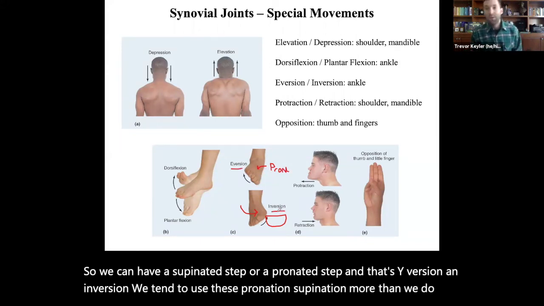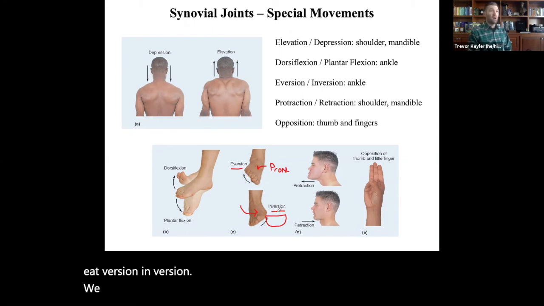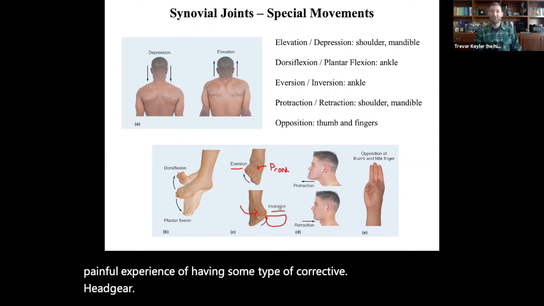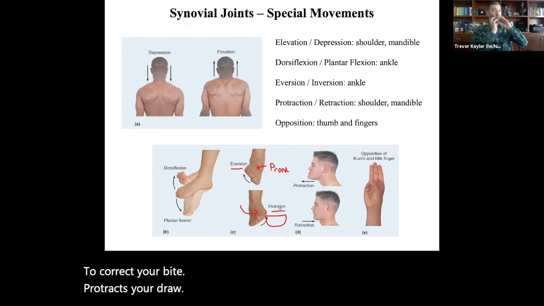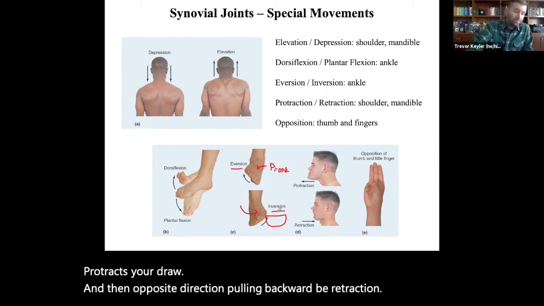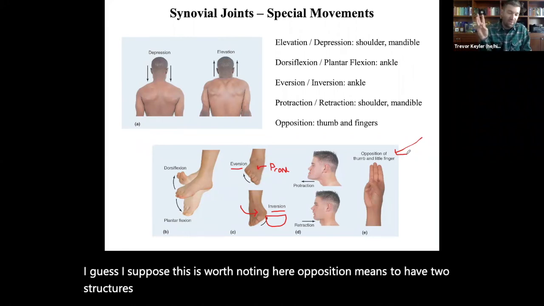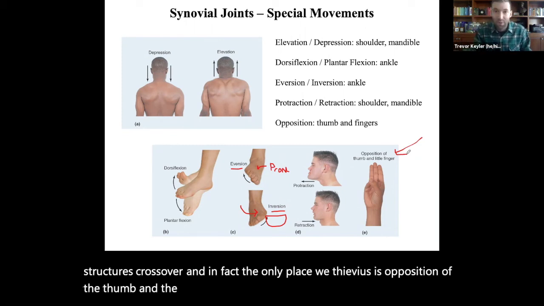Okay. We have protraction of your jaw. Some of you went through the painful experience of having some type of corrective headgear to correct your bite, which protracts your jaw. Okay. And then the opposite direction, pulling backward, would be retraction. I suppose this is worth noting here. Opposition means to have two structures cross over. And in fact, the only place we see this is the opposition of the thumb and the little finger. Not sure if that's important or not, but kind of a neat fact.